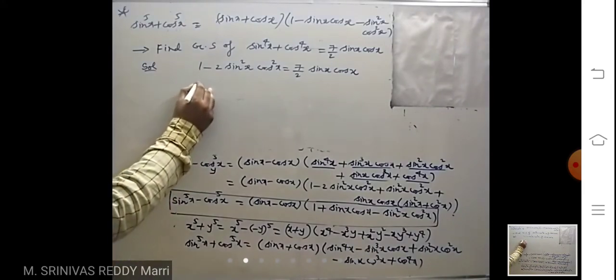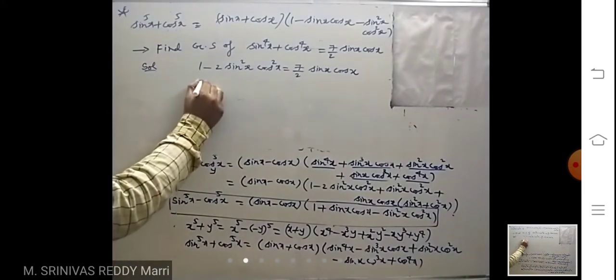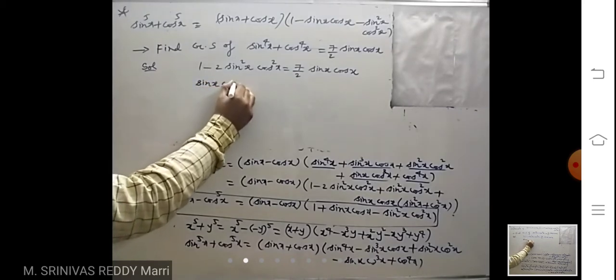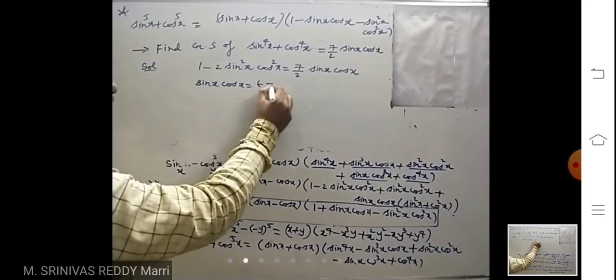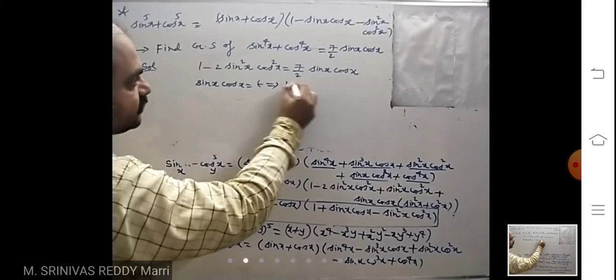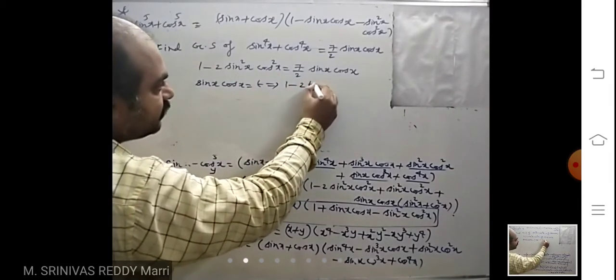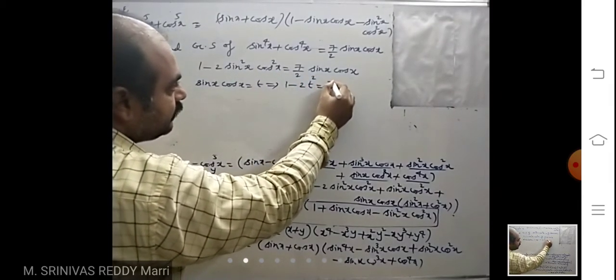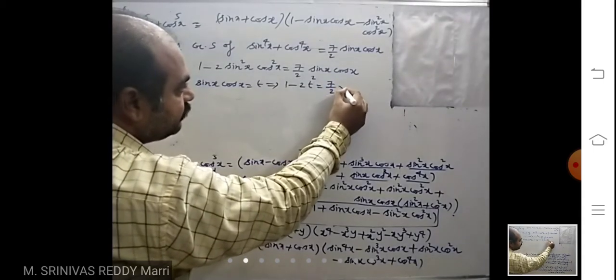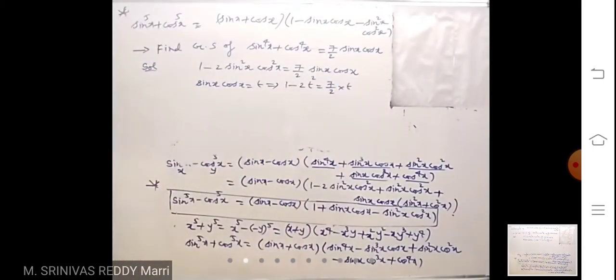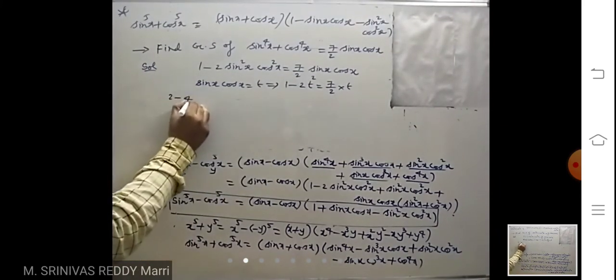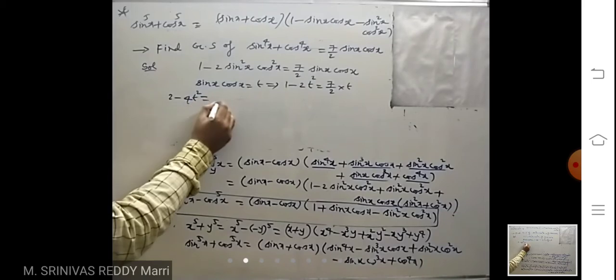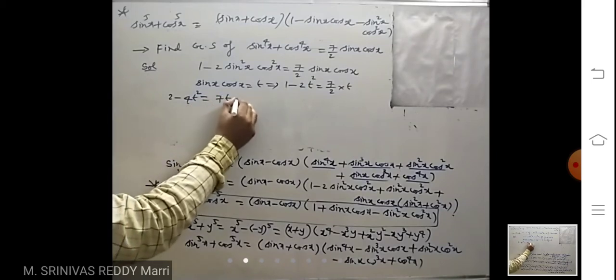Now I am taking sin x cos x equal to t. You can form a quadratic equation. That means you will get the equation 1 minus 2 into (sin x cos x) whole square equal to 7 by 2 into t. Now multiply this 2 to this side: 2 minus 4t square equal to 7t.